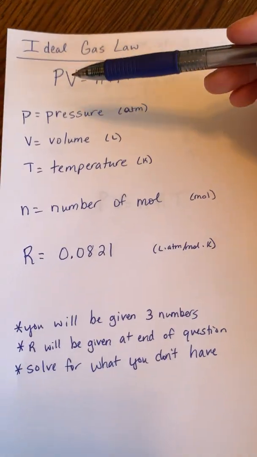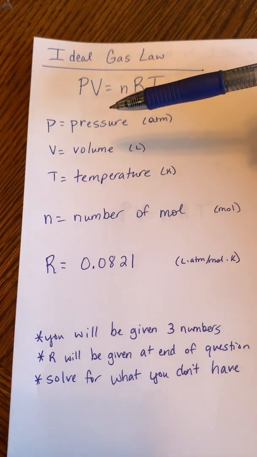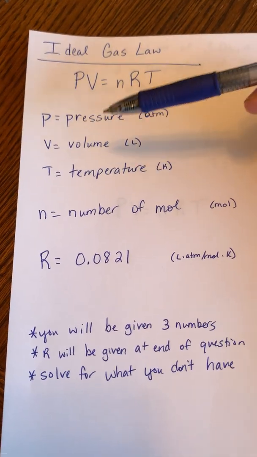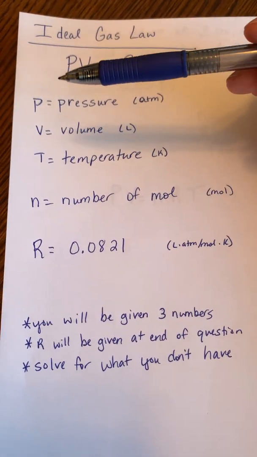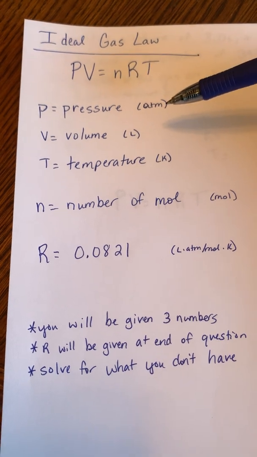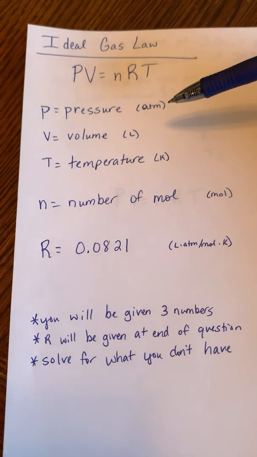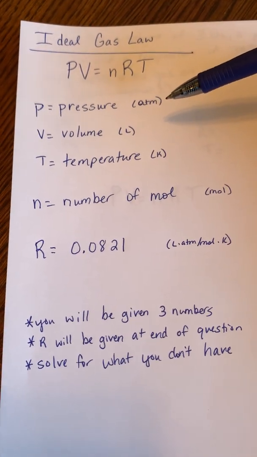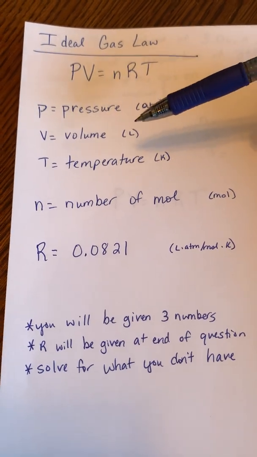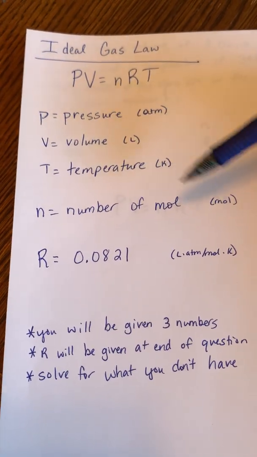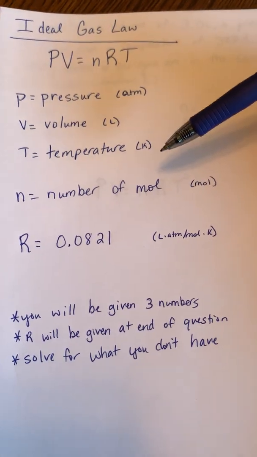So here's your formula. It's PV equals nRT. So your P is pressure, and we don't have any ones or twos. You're only going to be given one pressure or solving for one. P is pressure. It's going to be given to you always in the same unit this time, whereas last time they could change. It's going to be atmospheres, little ATM, but we're not really dealing with them. Just know when you see it, kind of ignore it. V is volume, and it's going to be given in liters, but again, ignore the units. And T is temperature, which will be given in Ks.